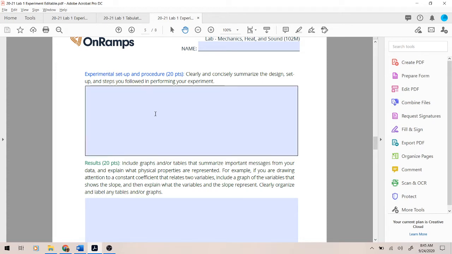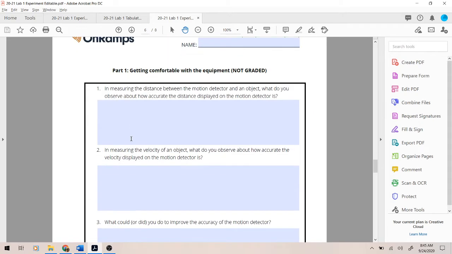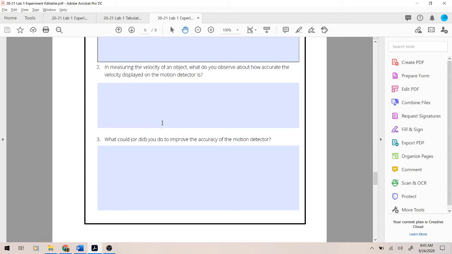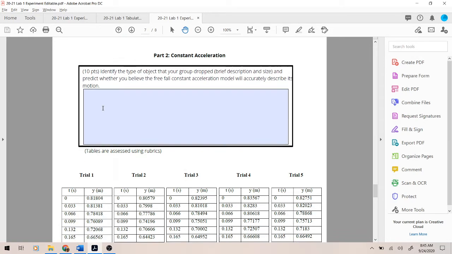I'm going to put the new version where you can actually write your answer to experiment setup and procedure. As you can see, this is 20 points, and the result is 20 points, making 40 points. I'm just trying to explain that 70 points to you, and I'm going to come back. Part 1 is not graded, so just skip it. Part 2, as you can see, is another 10 points, so 20, 20, 10, and this is 50.